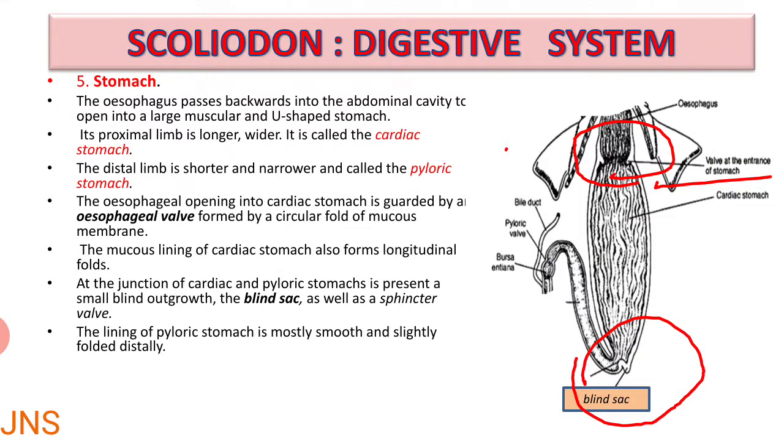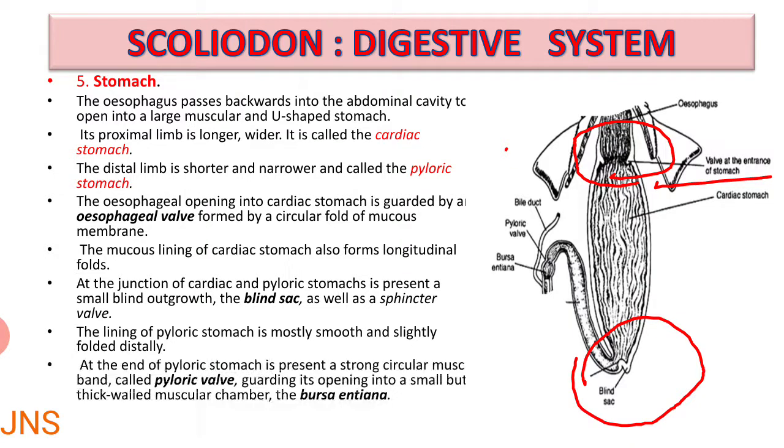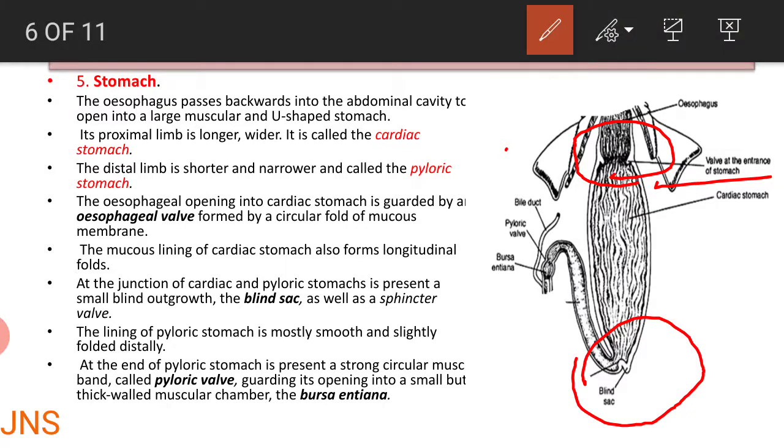Then the lining of the pyloric stomach is mostly smooth. The lining of the pyloric stomach is smooth and slightly folded distally. At the end of the pyloric stomach is present a circular muscular band called the pyloric valve.